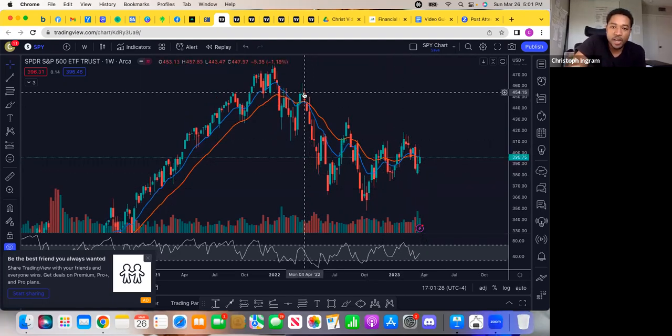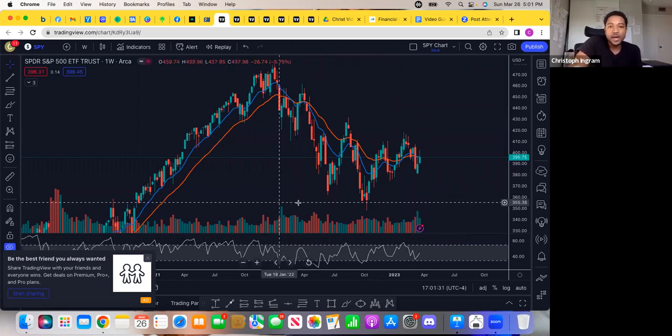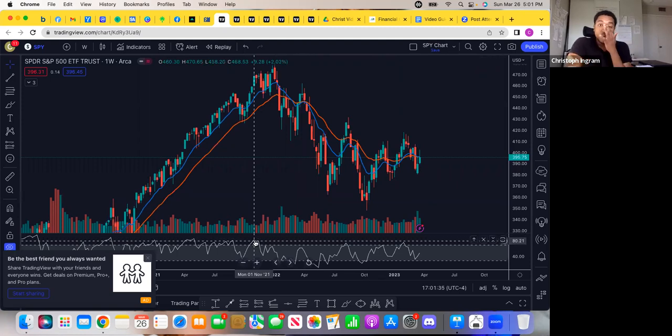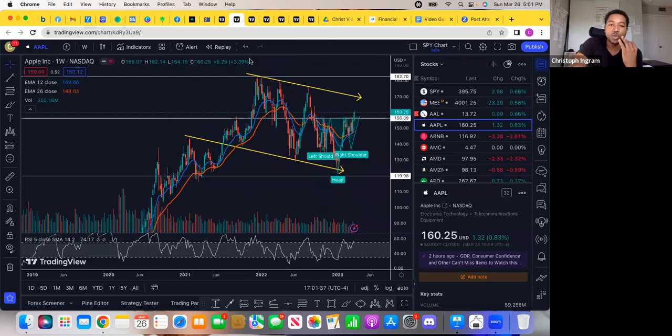Look, overbought right here. It didn't even get to overbought. Sell. Up there, sell, right? So even if you're looking to make entries when we're oversold, you can exit when we come to overbought, right?